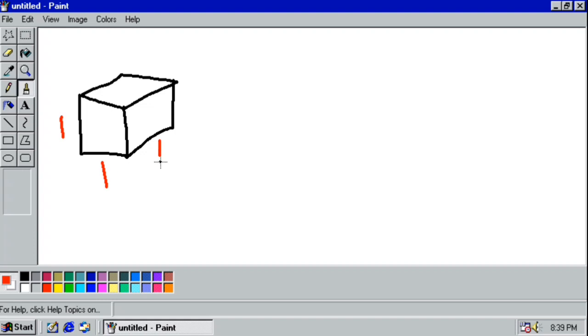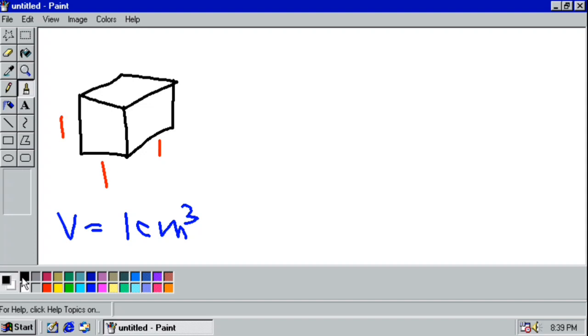So, a cube is a three-dimensional geometric figure whose sides are identical squares. A cube whose edges are all 1 centimeter long has a volume of 1 cubic centimeter. It's written like that. A cube whose edges are all 1 inch long has a volume of 1 cubic inch. A cube whose edges are all 1 kilometer long has a volume of 1 cubic kilometer.